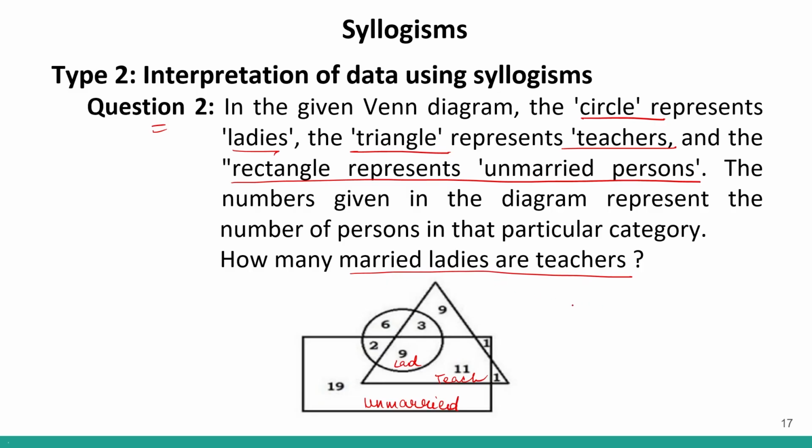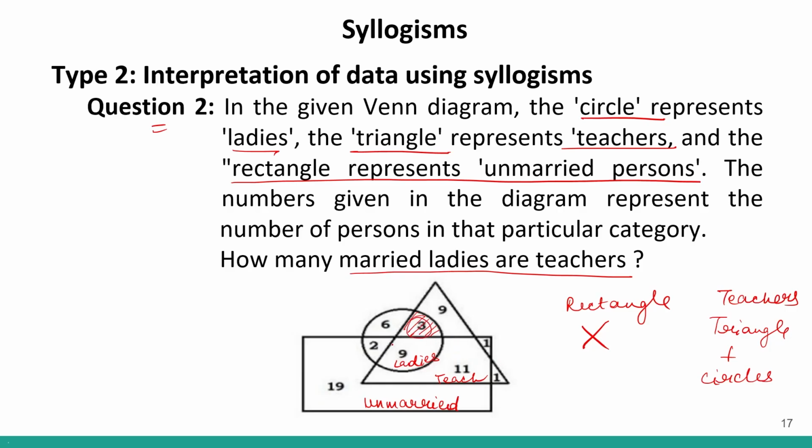So married ladies means we don't have to look at the rectangle. Rectangle should not be there because rectangle represents unmarried people. Okay. Teachers means that we should have the triangle and we should have the circle because circle represents ladies. So basically we have to look at circles and triangles but not the rectangle. So I can see this area has circle, this area has triangle, but this area does not have a rectangle.